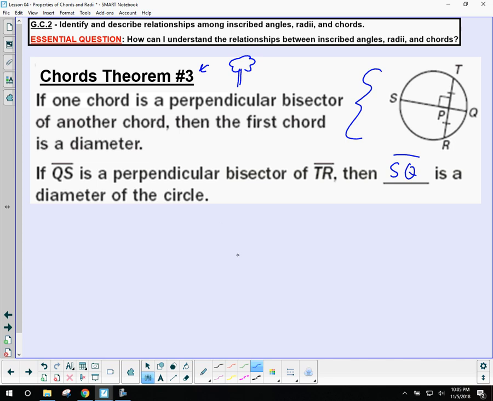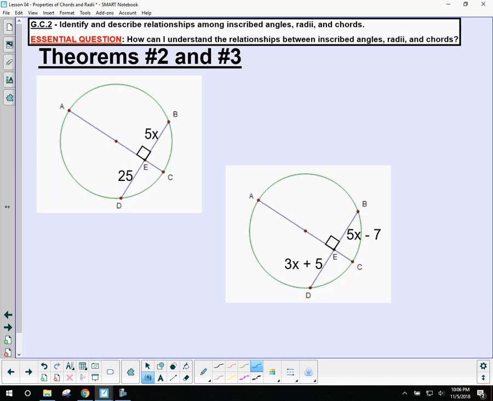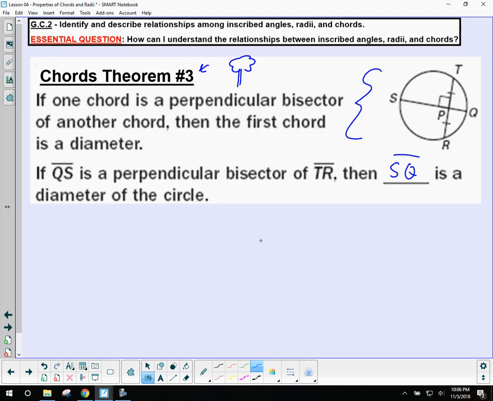Needless to say, SQ should be a diameter. Pause it, jot it down, make sure it matches.